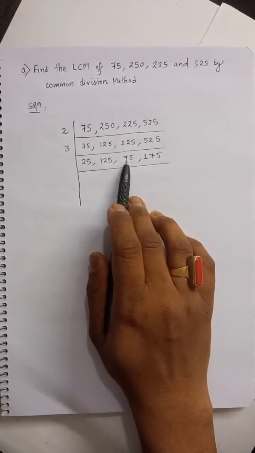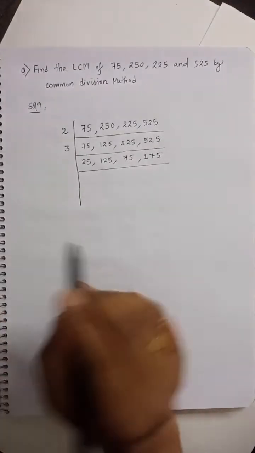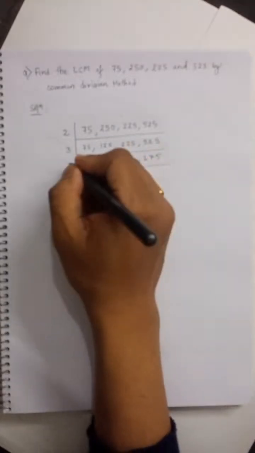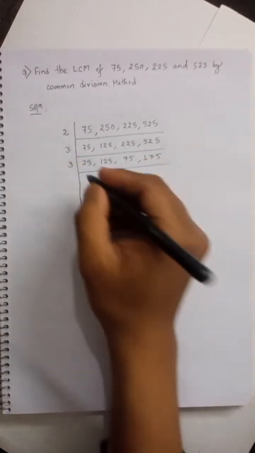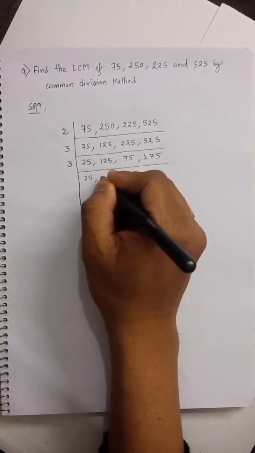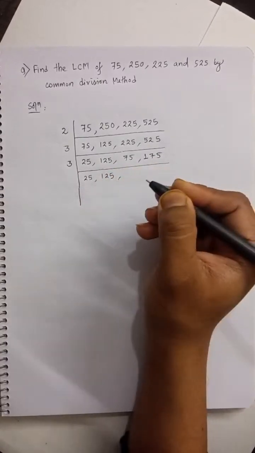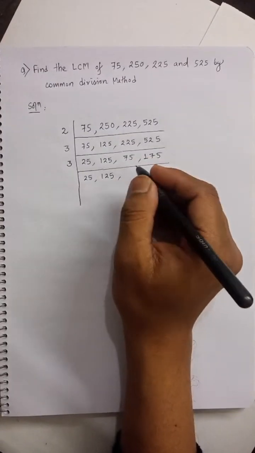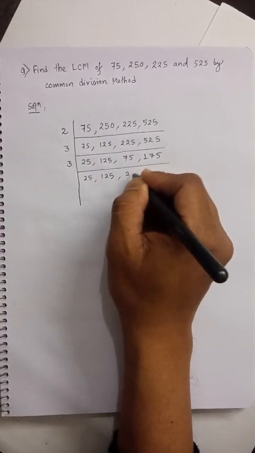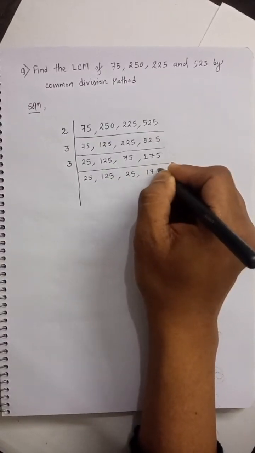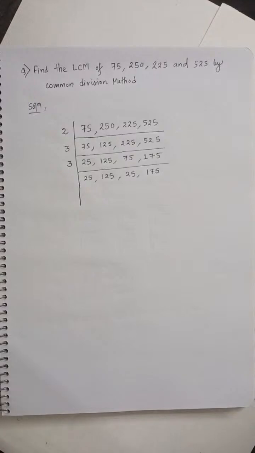So again, 75 is divisible by 3. So I will divide it by 3 first. 25 remains unchanged. 125 will remain unchanged. 75 divided by 3 is 25, and 175 will also remain unchanged.